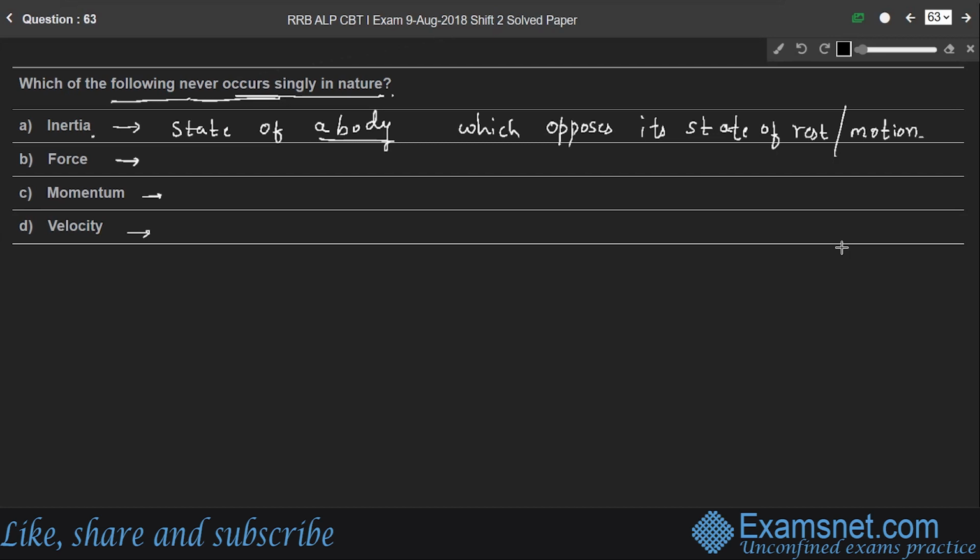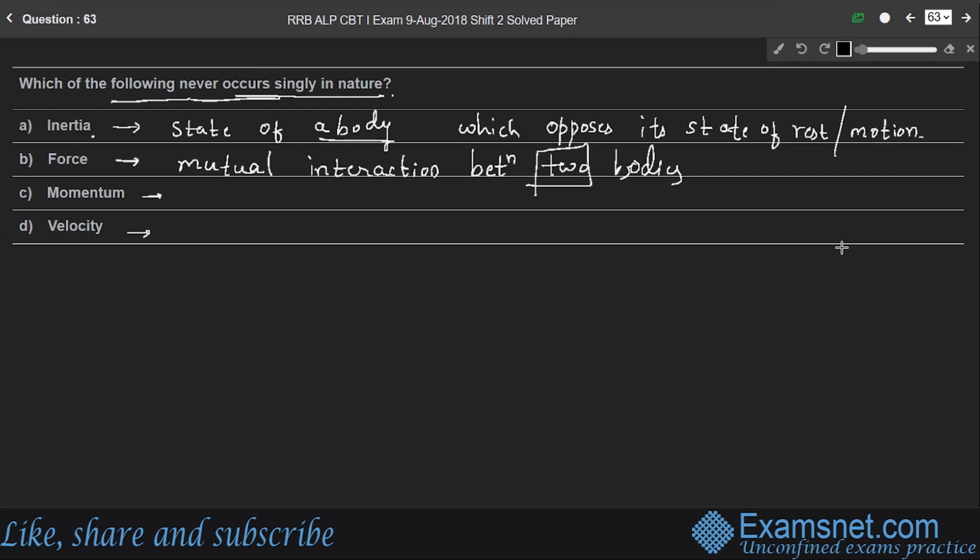Whereas force is nothing but mutual interaction between two bodies, right? So there should be two bodies in order to experience forces, right? Mutual interaction between two bodies. Therefore, force doesn't occur singly in nature. There should be at least two bodies in order to experience the force, right? Hence it never occurs singly in nature, right?